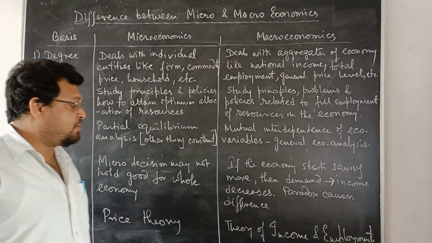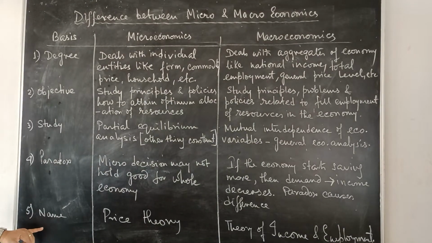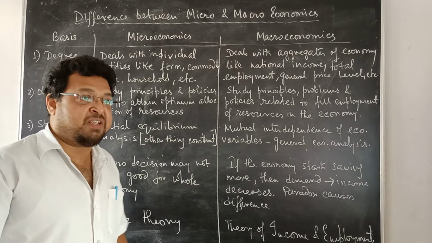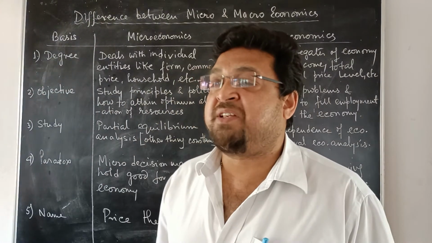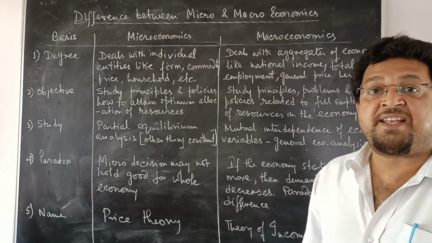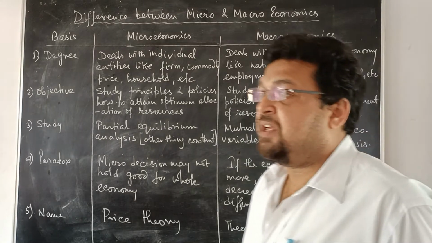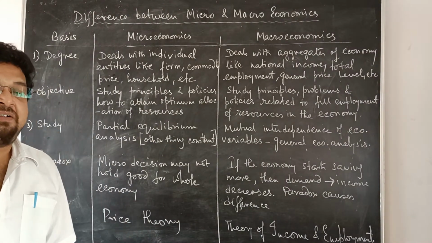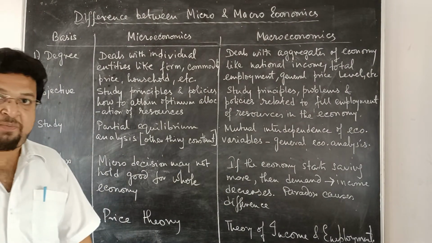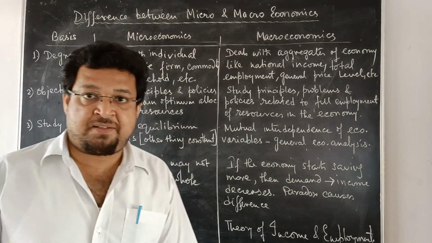So there is a paradox, and finally there is an alternative name. Microeconomics is also known as price theory, whereas macroeconomics is also known as the theory of income and employment. The theory of income and employment. Please take a note of the difference.